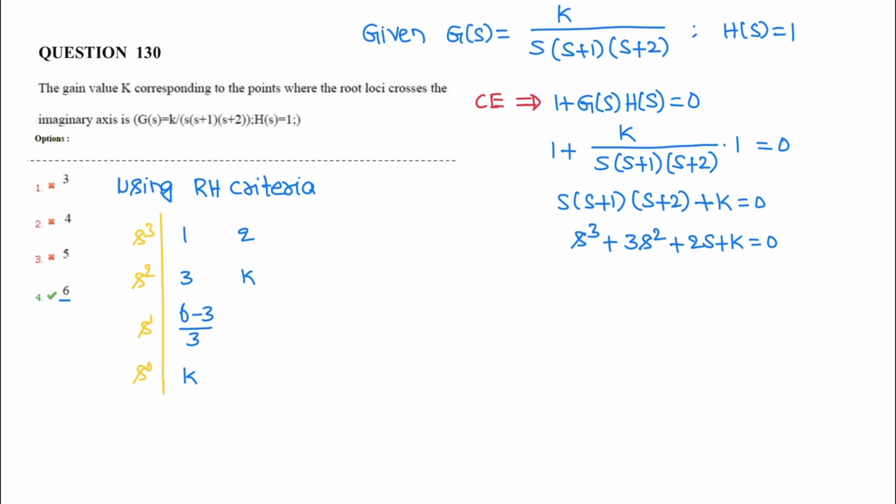Question number 130. Given the transfer function G of s equal to k by s into (s plus 1) into (s plus 2), and the feedback transfer function H of s equal to 1. The characteristic equation is 1 plus G of s H of s equal to 0. On calculation, we get the characteristic equation as s cube plus 3s square plus 2s plus k. We need to find the value of k using the RH criterion. Here all the elements in the first column should be positive, so k should be greater than 0, and the coefficient of s power 1, that is (6 minus k) by 3, should be greater than 0.